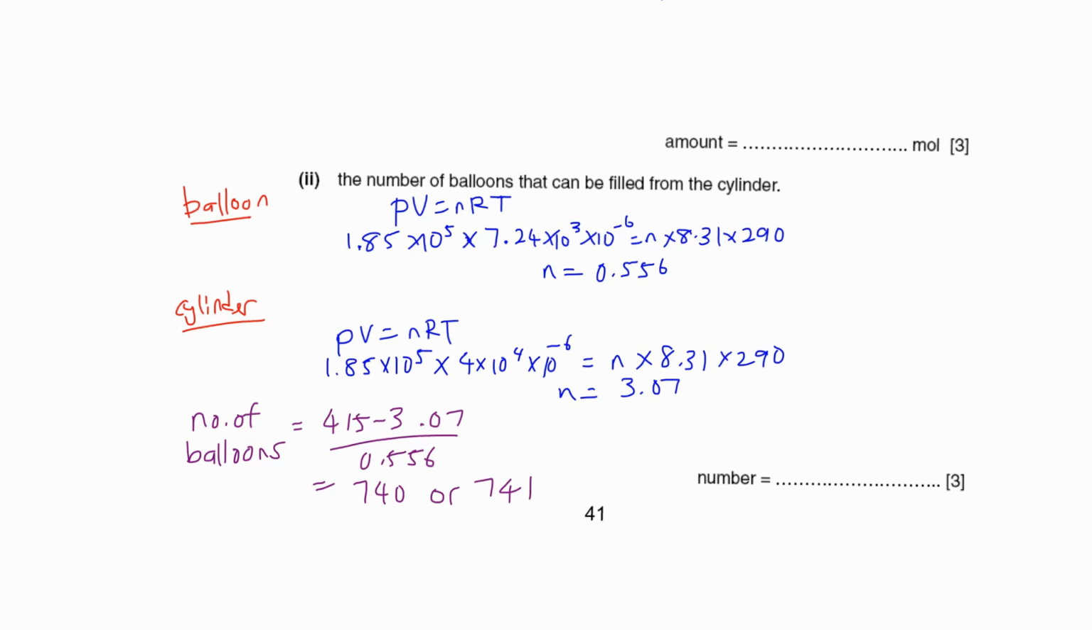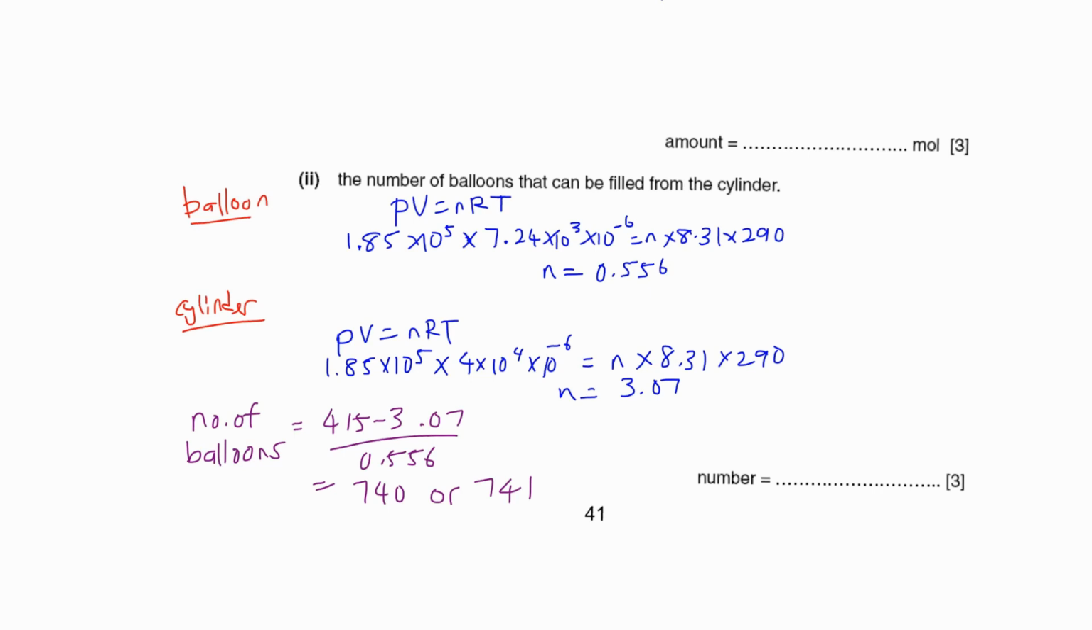But as more and more balloons are filled up, your cylinder will get more and more empty. That means the pressure will start to drop. Understand that? When the pressure of the cylinder drops to the pressure of the balloon, the gas cannot come out anymore. So you have to find out how much gas remains in your cylinder that cannot come out first. So how do you calculate that? Any suggestions? That means when the gas cannot come out already, what is the pressure in the cylinder?